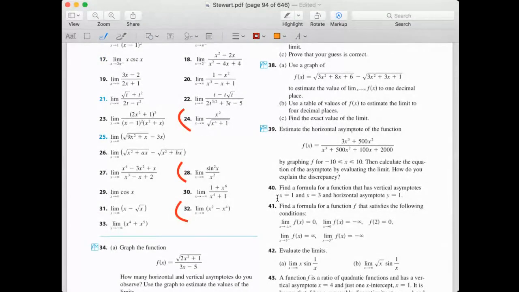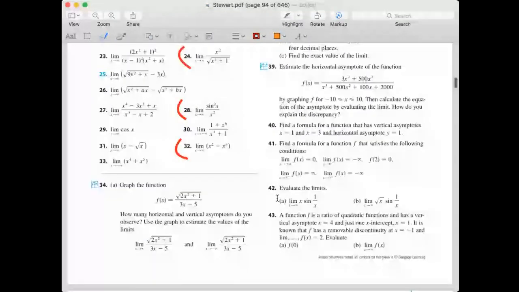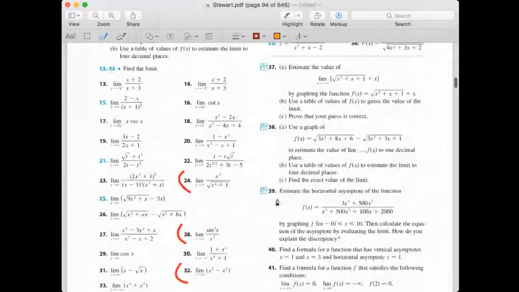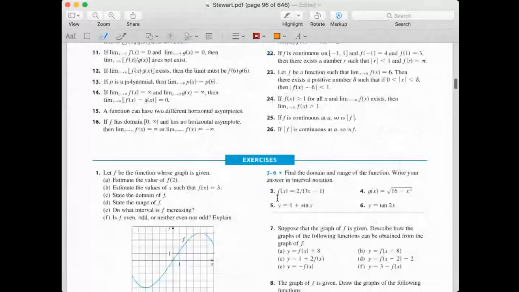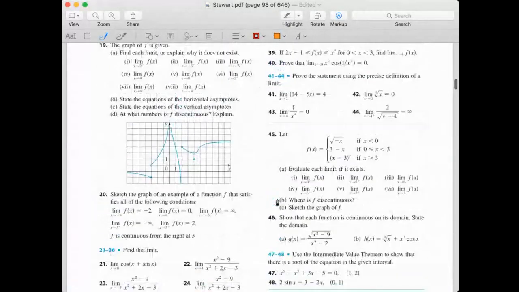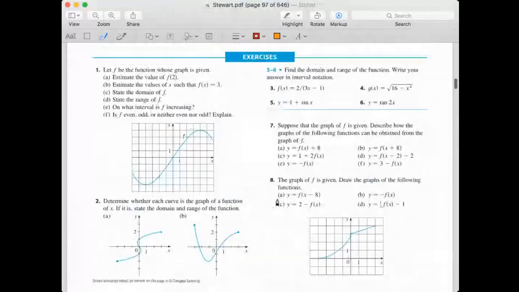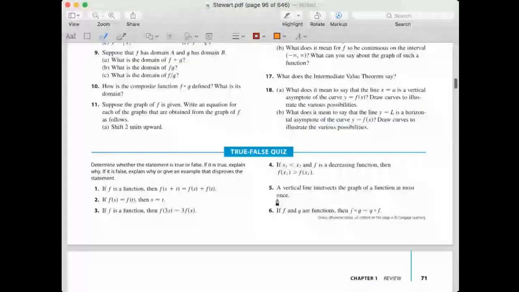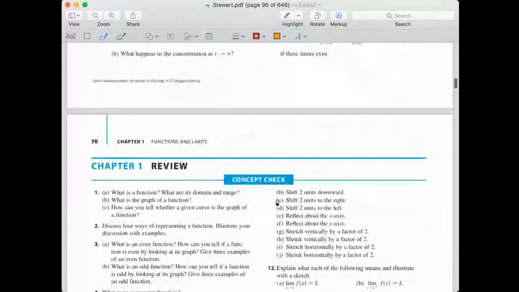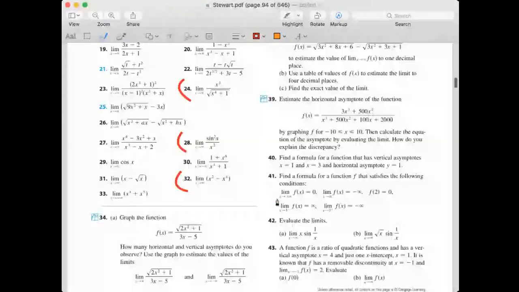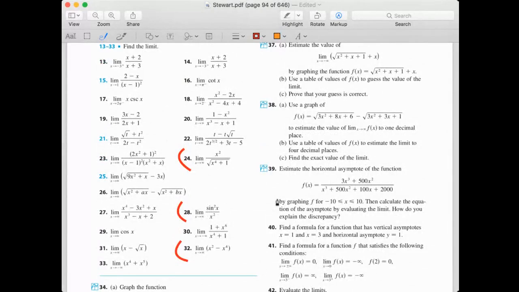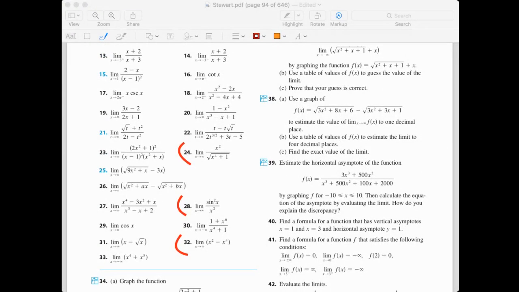Every question we have different ways to do it. I should remember my numbers. The number of the page. Okay, here. All right.